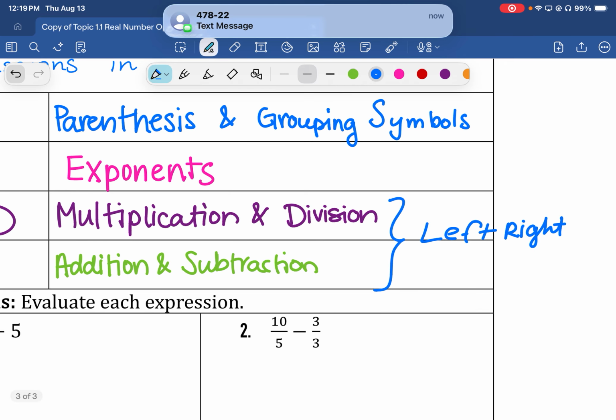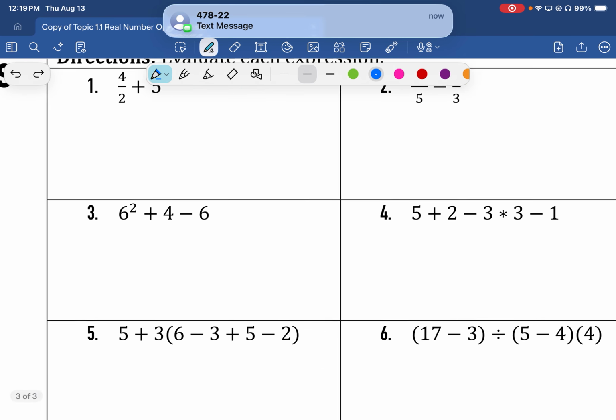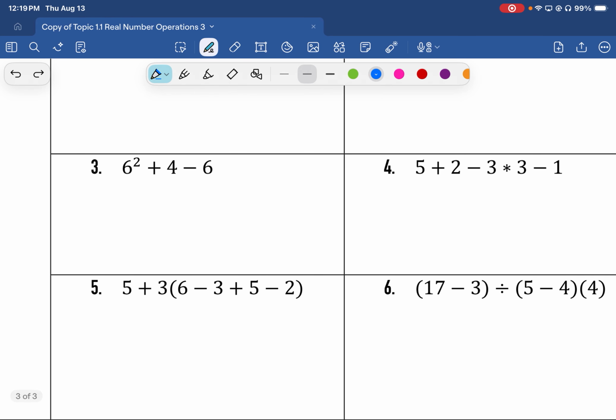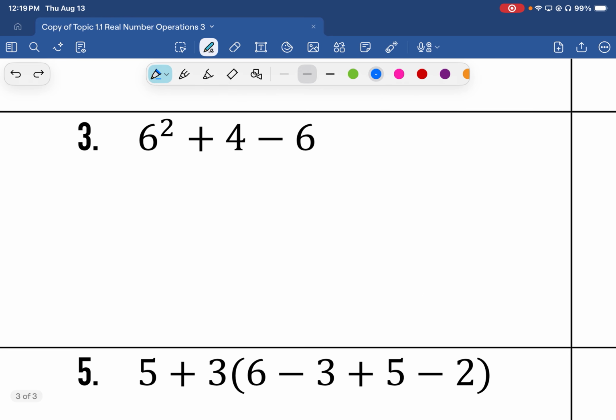Okay, I don't like the way that redid that. All right. Now, we're going to go ahead and do number 3. So I want everybody to go to question 3. In this question, what do I need to do first? Exponents. So we're going to deal with this. What is 6 squared? 36. So we have 36 plus 4 minus 6.